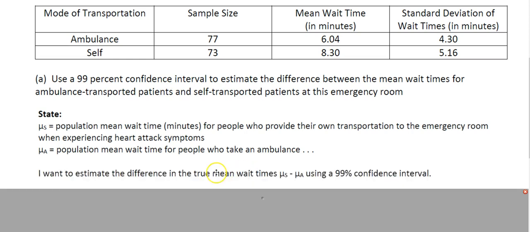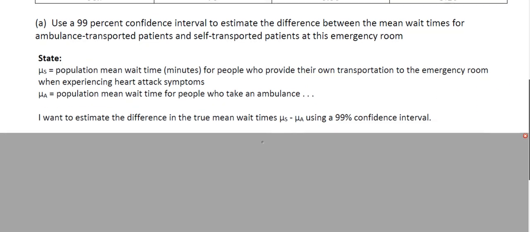I want to estimate the difference in the true mean wait times, mu s minus mu a. Notice I did self minus ambulance, and the reason I did that is because self has a larger mean time, so that I'll be dealing with positive numbers instead of negative numbers for my estimated difference in the means. That's just easier, so I chose that, but you don't have to. I'm actually going to show you what would happen if you didn't choose to do it that way. Alright, so that's how you should define your variables.